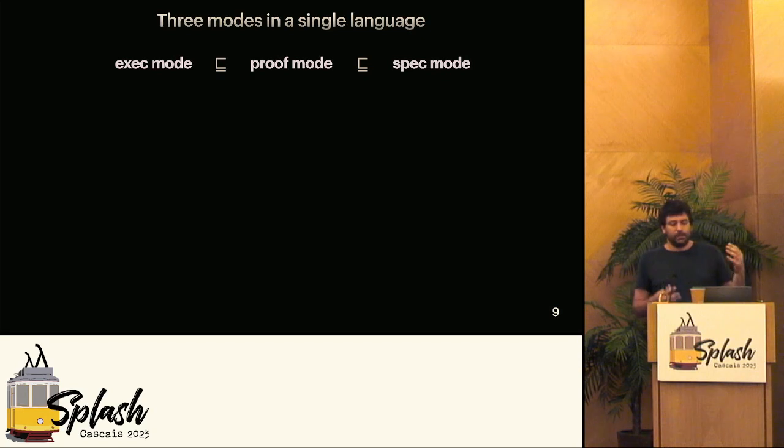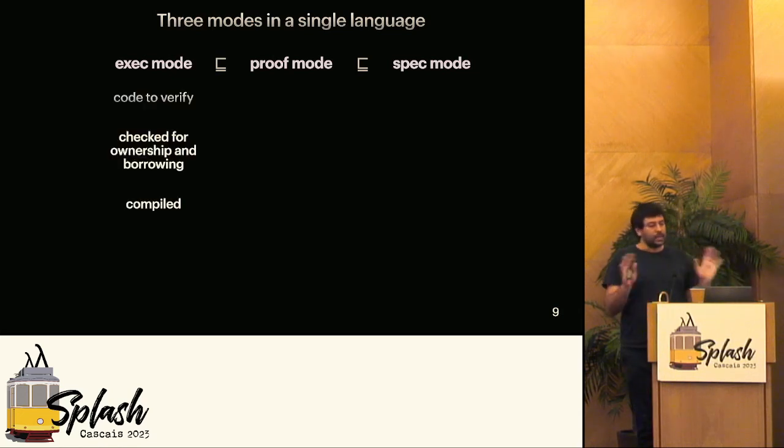And the three modes that we've seen so far, exec mode, proof mode, and spec mode code, are important for linear ghost types. Let me show you how. Exec mode code is the code we want to verify. It's checked for ownership and borrowing. It's regular Rust code that you want to write, and it gets compiled to the final binary.